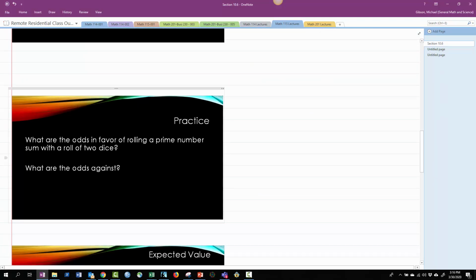What are the odds in favor of rolling a prime number with a roll of 2 dice? All right, so it doesn't specify, so we're going to assume 2 regular 6-sided dice. So there's 12 numbers, right? The 12 possible numbers are 1 to 12. Well, how many of those are prime? So a prime number is a number bigger than 1 that doesn't have any divisors other than 1 and itself, right? So the prime numbers between 1 and 12 are 2, 3, 5, 7, and 11. That's 1, 2, 3, 4, 5. There are 5 primes.